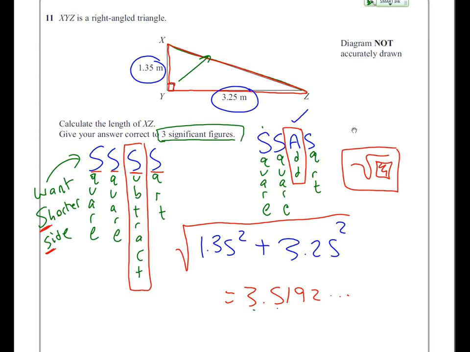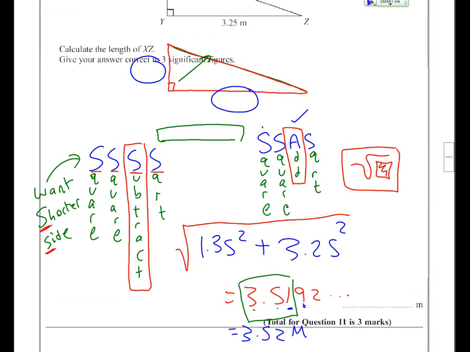Read the question, 3 significant figures. 1, 2, 3. So we want 3 digits on our answer. Look at the next one. It's a 9, so we round the 1 up. So 3.52. Okay, meters. And that one was worth 3 marks.